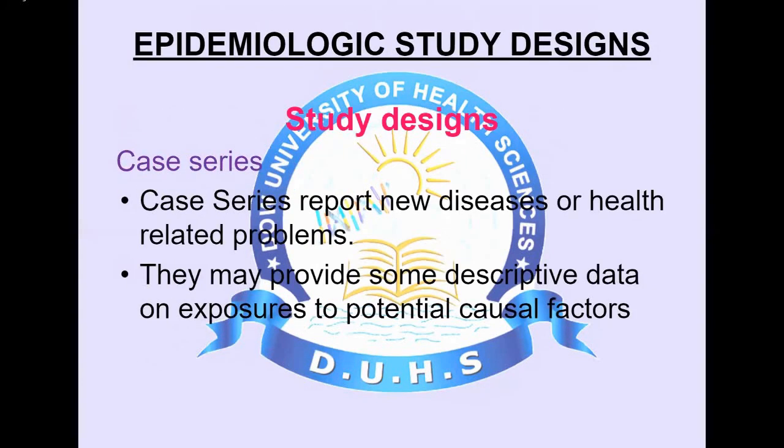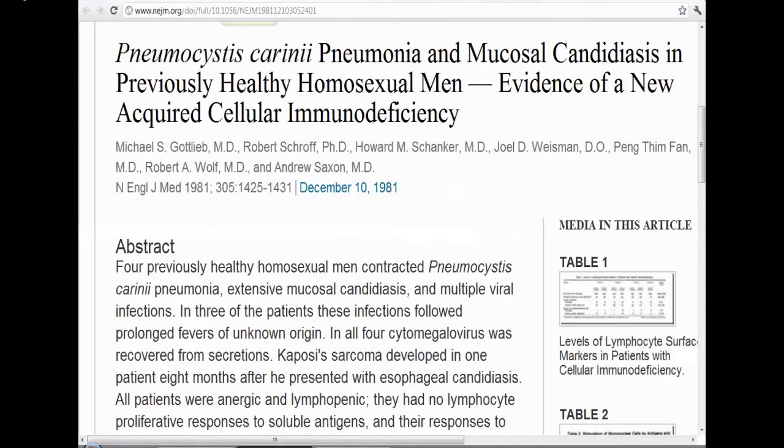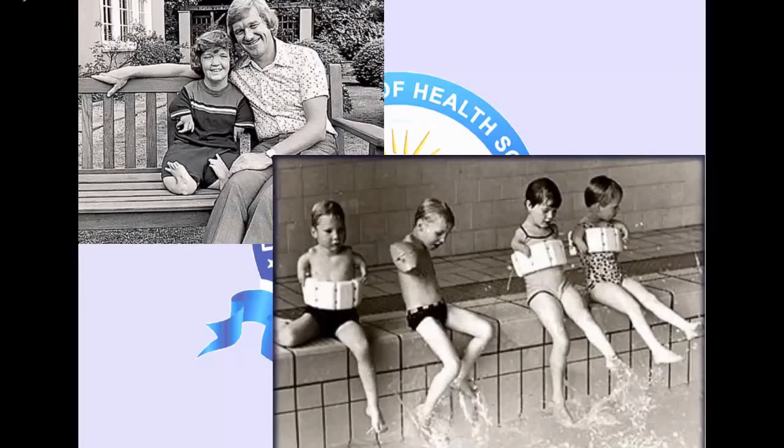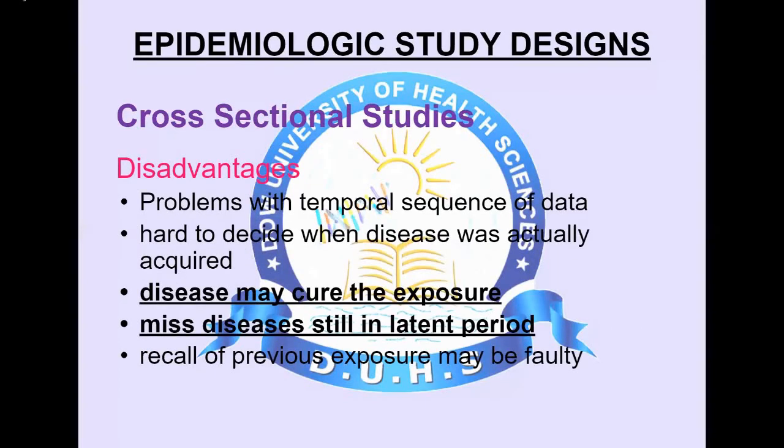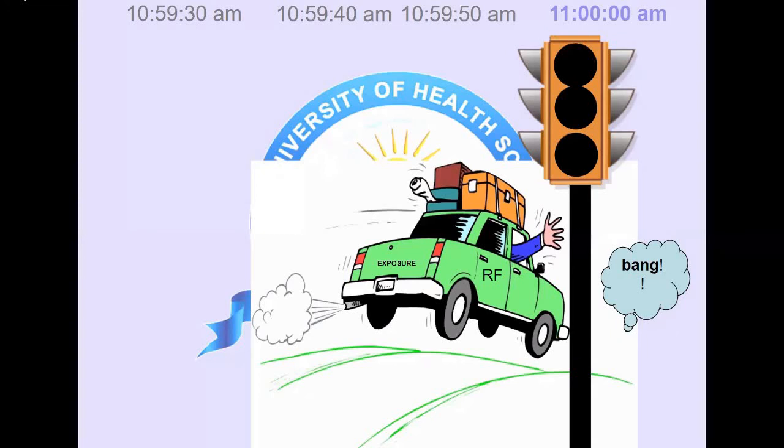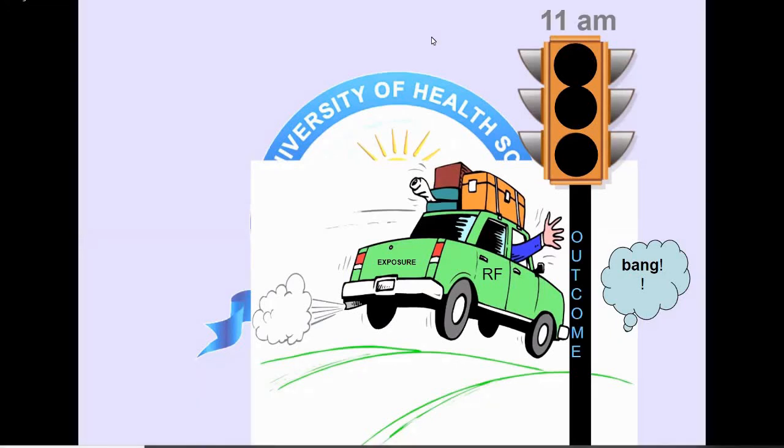So the other type of study design includes cohort studies, in which you follow up a group of participants or volunteers, and you look at the development of disease.